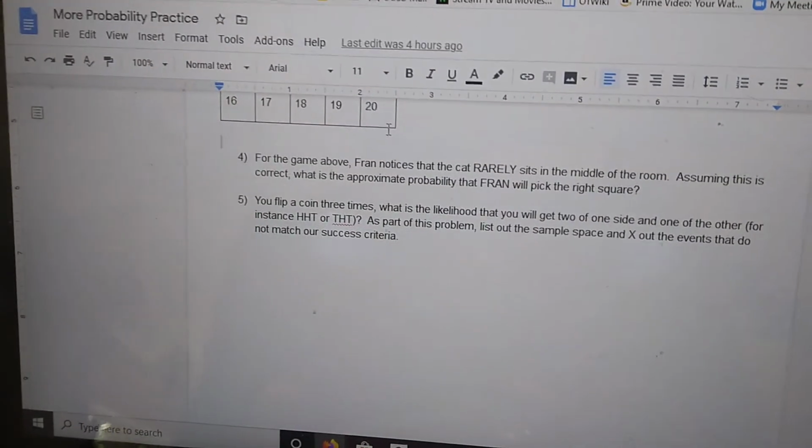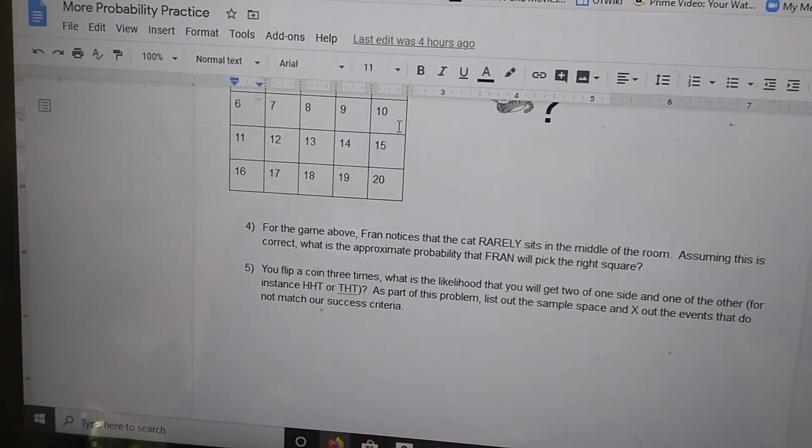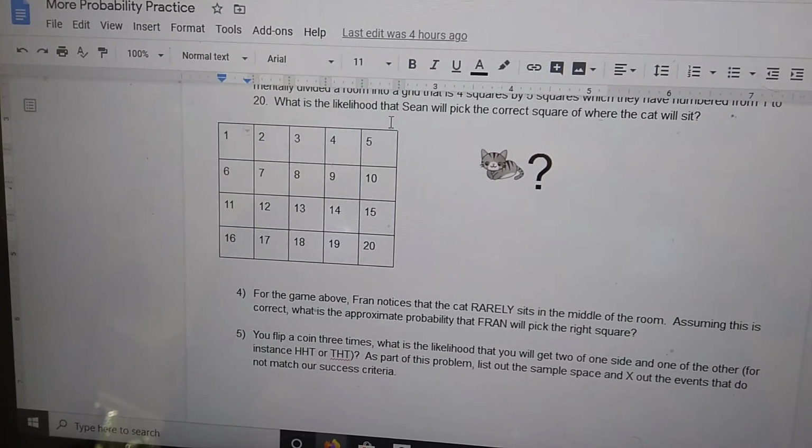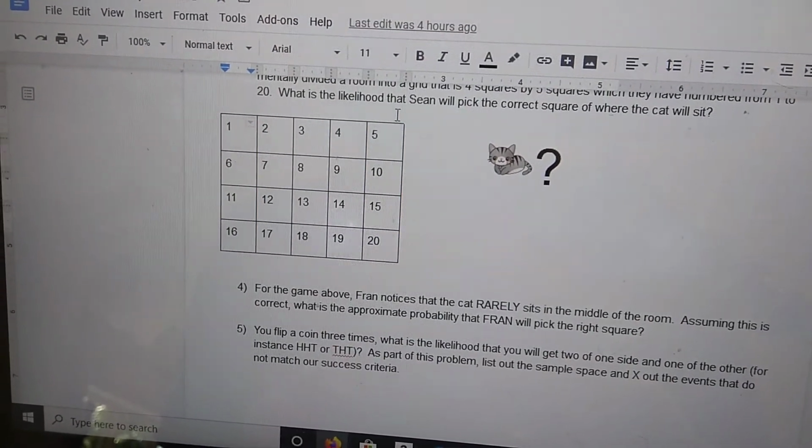Okay, number 4. For the game above, Fran notices that the cat rarely sits in the middle of the room. Assuming this is correct, what is the approximate probability that Fran will pick the right square?